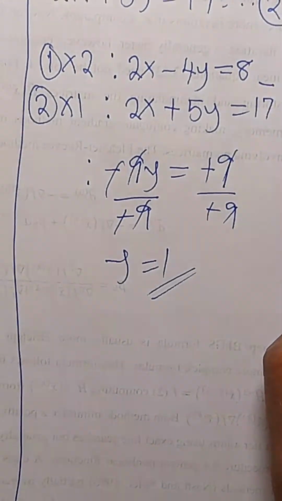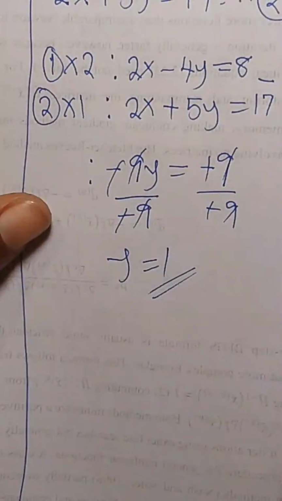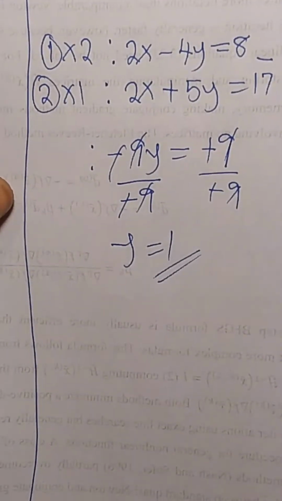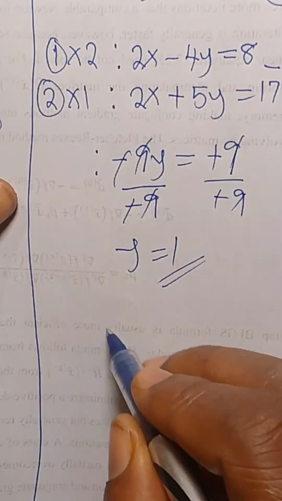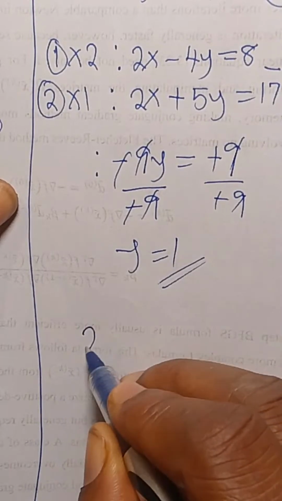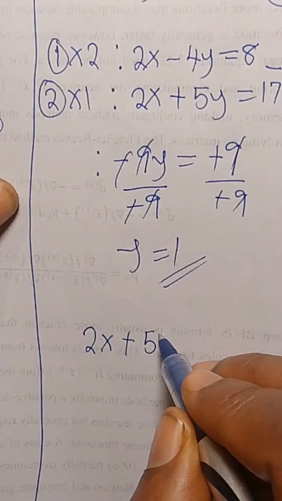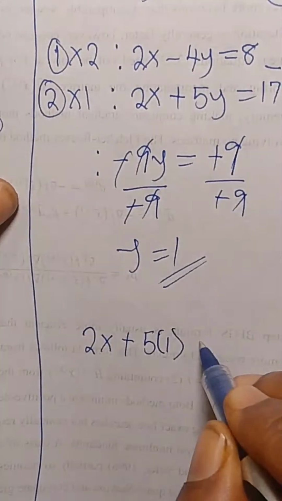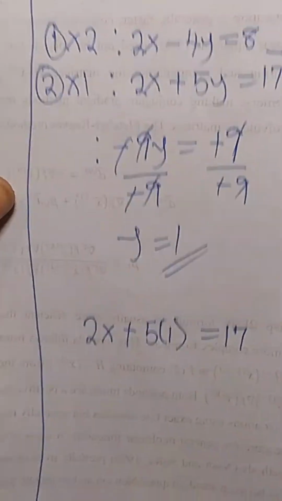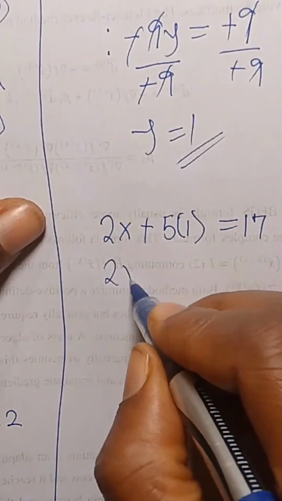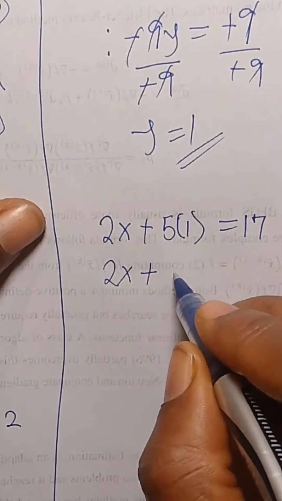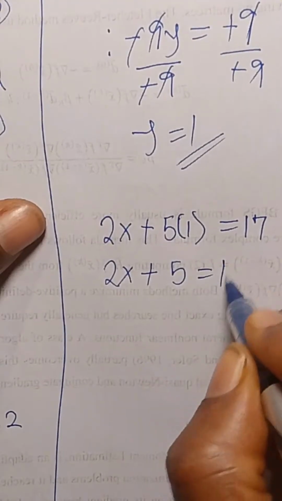So we are going to substitute this y equal to 1 into any of the equations. You can choose equation 1 or 2. You still arrive at the same answer. So let's substitute into equation 2, and we have 2x plus 5y, our y is 1, equal to 17. Okay. So 2x plus 5 times 1 is 5 equals 17.